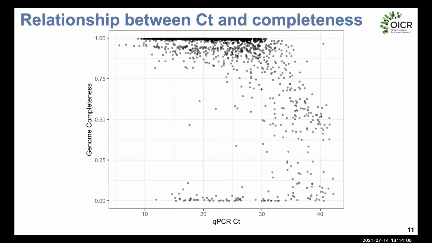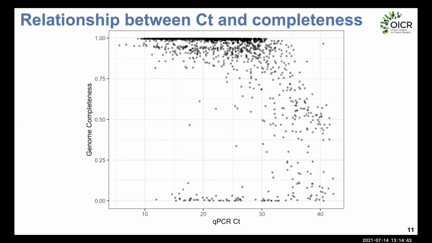Now, there's a very well-known and expected relationship between qPCR CT values and genome completeness. Here I'm plotting many samples that have been sequenced at my institute, OICR, where each point is a sample plotted based on its qPCR CT value and the genome completeness that we calculate from the consensus sequence. As we can see, when qPCR CT is less than about 30, we typically get very complete genomes, over 75%, and very often nearly 100% complete, where we've recovered the entire genome.